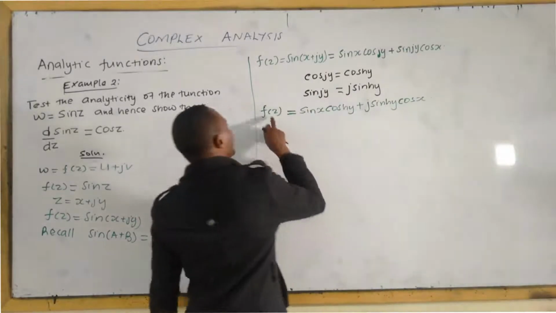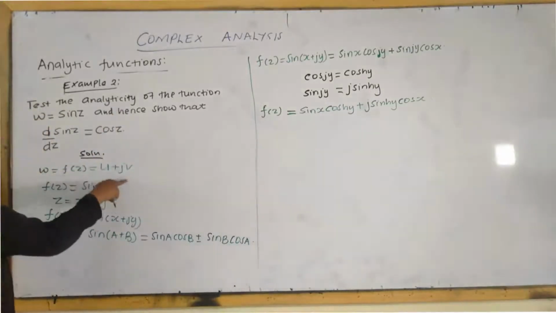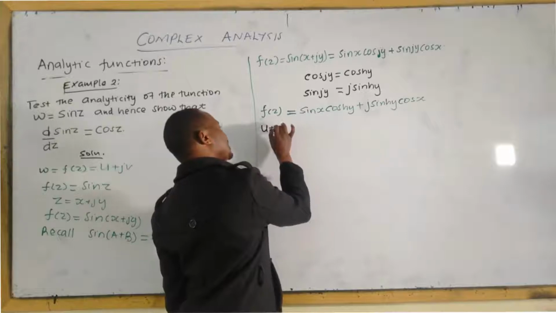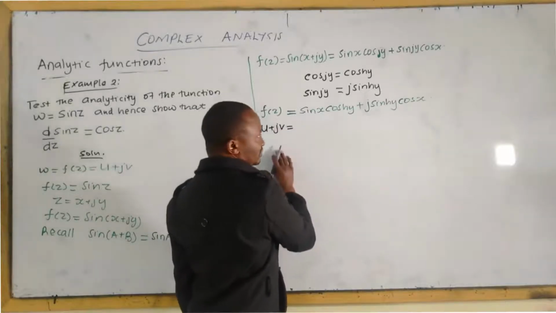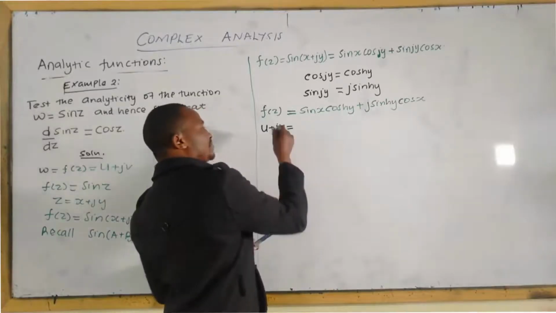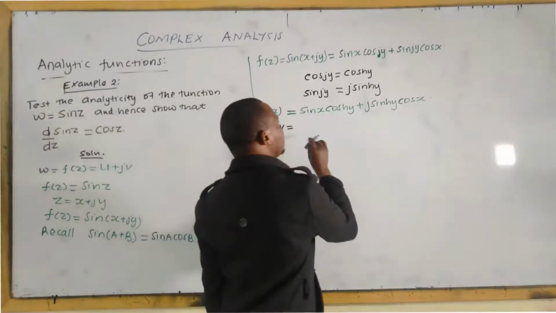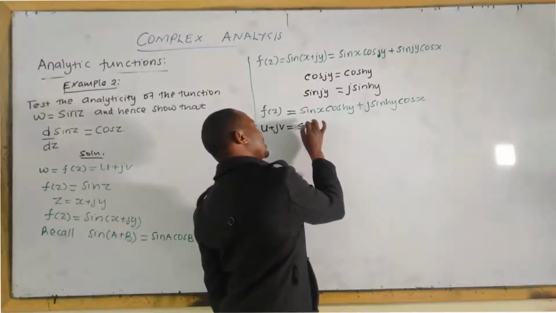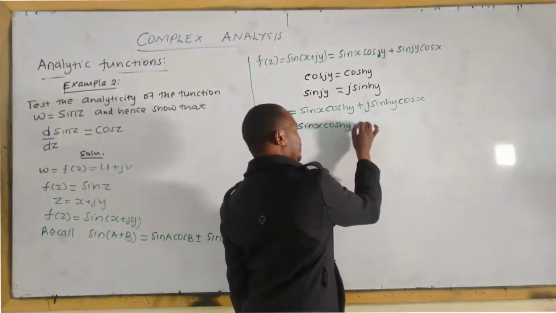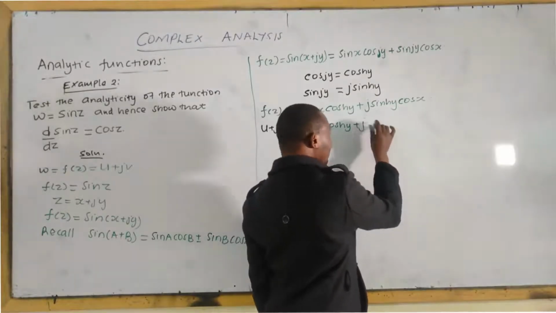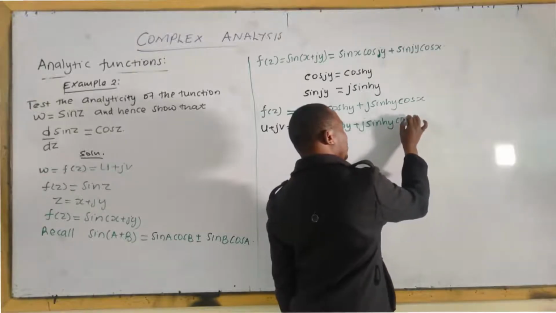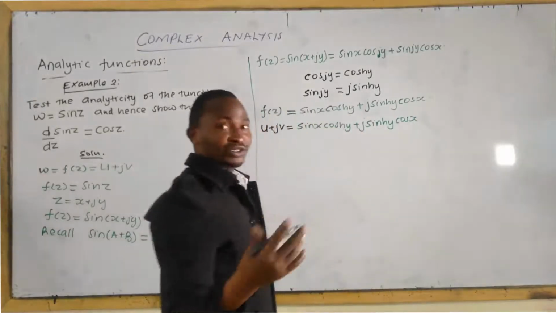You can now say function of z is equal to what? u plus jv is equal to, I've introduced the u plus jv. Let me write using green. sin x cosh y plus j sinh y cos x.